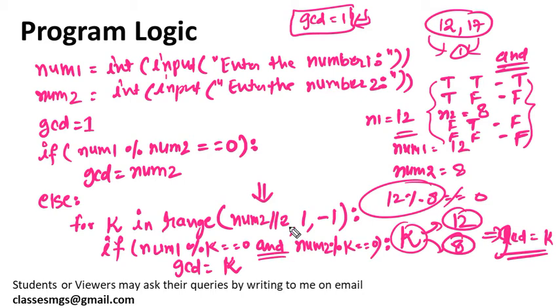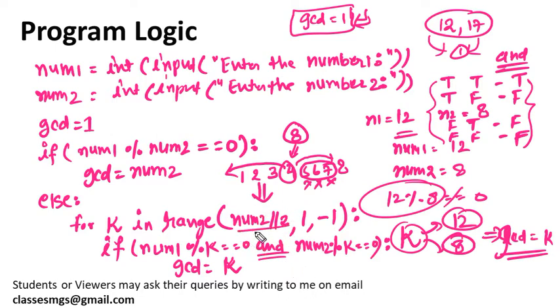Why have we taken number 2 divided by 2 only? Suppose 8 is the number. If you want to check whether it is divisible by any number, then other than 8 itself, nothing more than half will divide it. What is the half? 4. From 4 up to 8, no number will divide 8. 5 will not divide, 6 will not divide, 7 will not divide. That's why we take numbers up to 4 and check for divisibility. 4 might divide, 3 might divide, 2 might divide, 1 might divide. If 4 is dividing, then we can say 4 is the GCD.